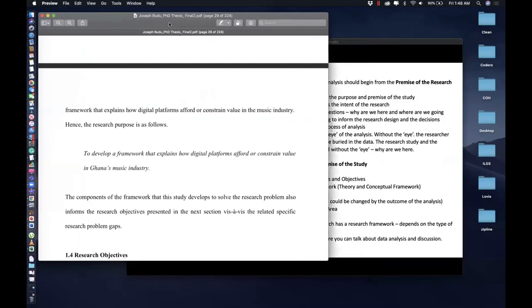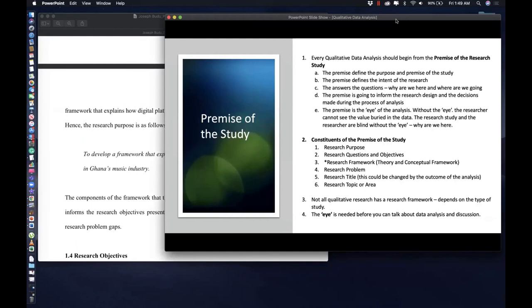When I go back to the premise of my study, I mentioned that the research purpose is now defining that when I do my analysis, I should be able to engage the context, that's the music industry, in terms of Joseph's own. I should be able to find, in terms of my framework, variables or factors that afford, factors that constrain value. I should be able to find a form of value. What is value? I should be able to look at what type of value is being created in the music industry. I should be able to find these things in an explanatory manner.